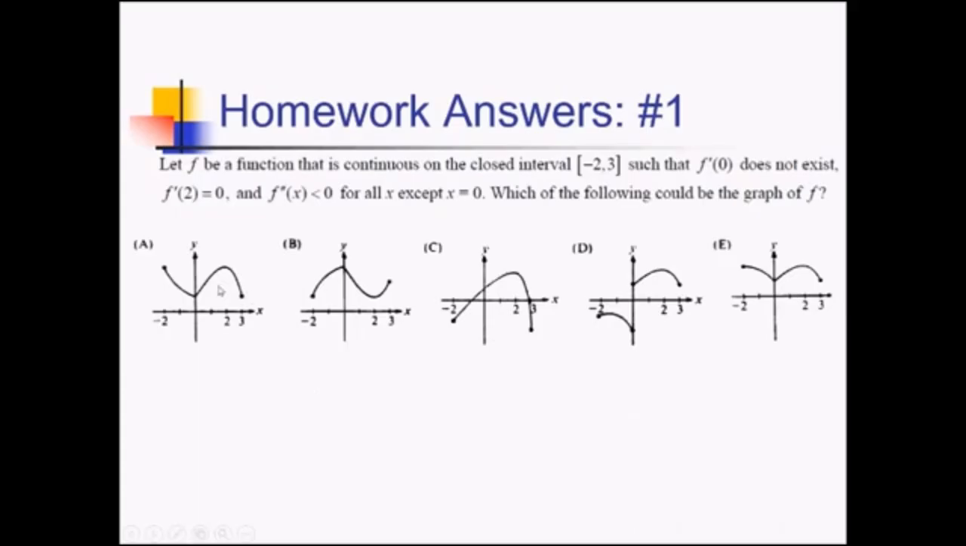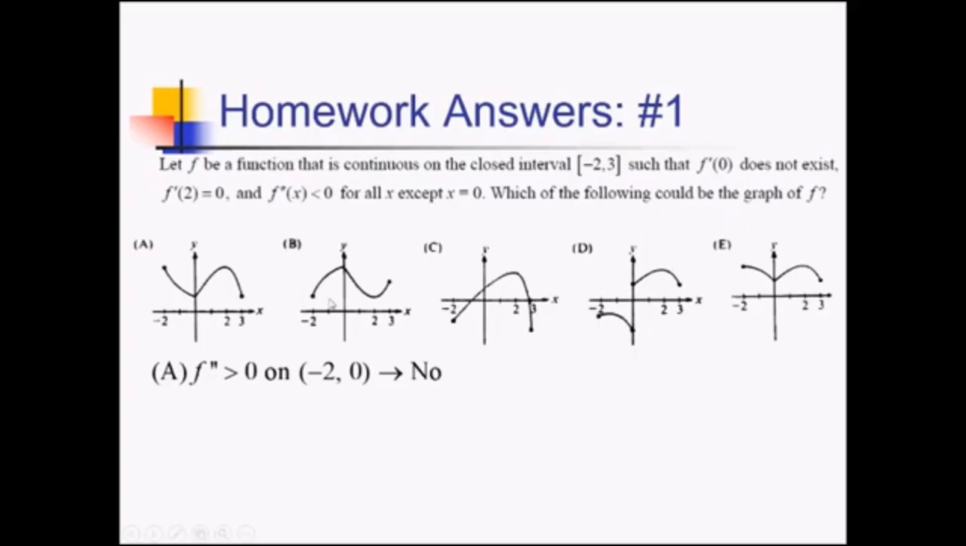So taking a look at choice A, f prime of 0 does not exist. We've got a cusp there. It's continuous. And f prime of 2 equals 0. We have a smooth turnaround at 2. In fact, we have a smooth turnaround at 2 for, it looks like, all of these graphs here. So this condition right here isn't going to help us a whole lot. But let's look at this last one. They're saying that we are concave down across the entire interval except for x equals 0. Well, from -2 to 0, A is actually concave up. F double prime is positive there.